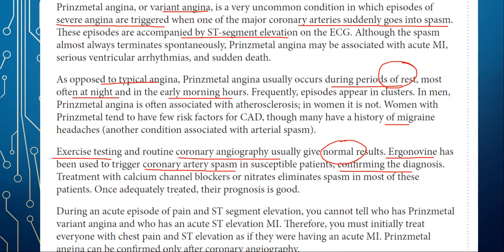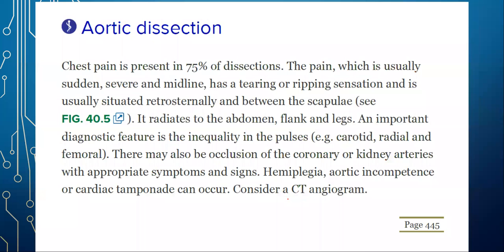So how are you going to treat this patient? You have to give something which can cause more vasodilation. So what causes dilation of the arteries? Either you can give nitroglycerin or you can give a calcium channel blocker. Both of them can dilate the coronary artery and can help the patient with the blood flow. Okay, clear everyone, what is Prinzmetal angina?